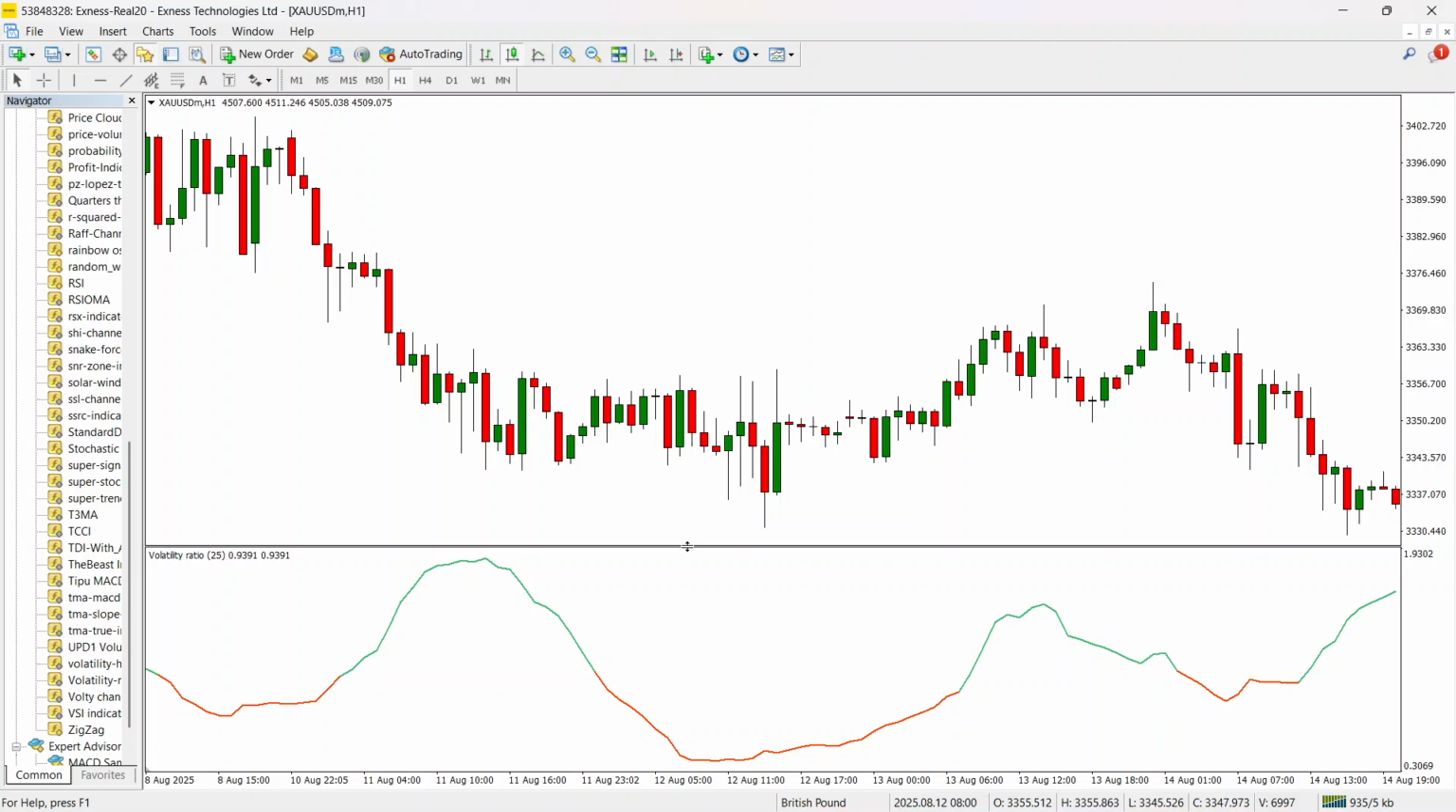This overview from the Forex Geek highlights how comparing current volatility to historical averages can reveal expansion, contraction, and breakout opportunities that price charts alone cannot show.